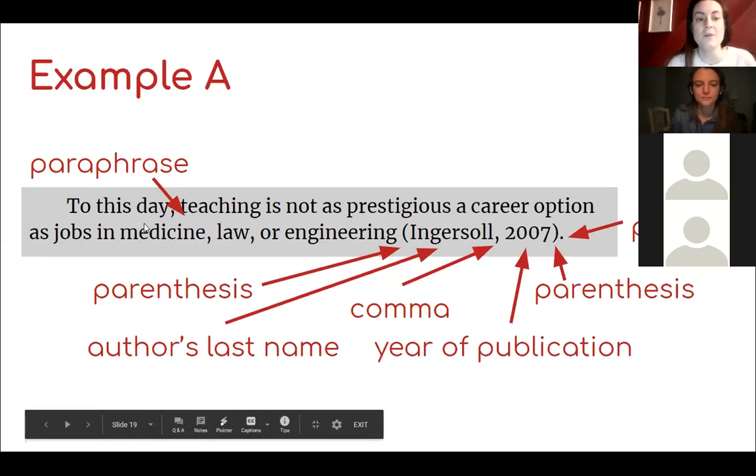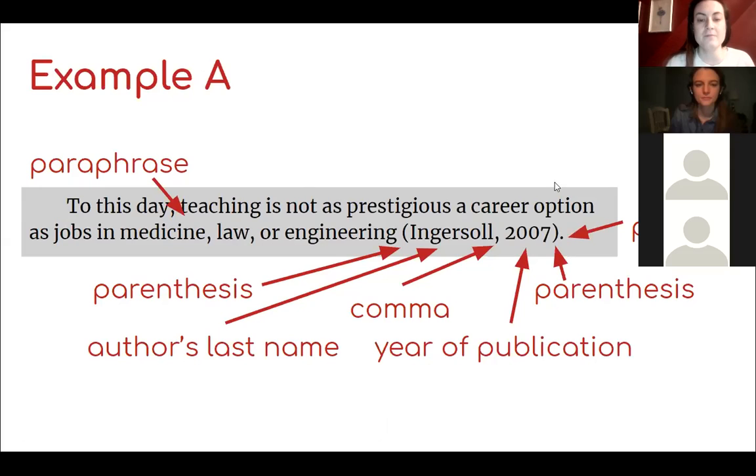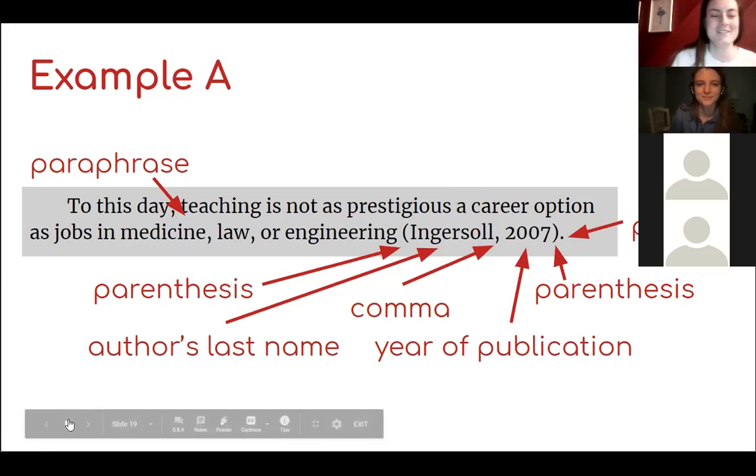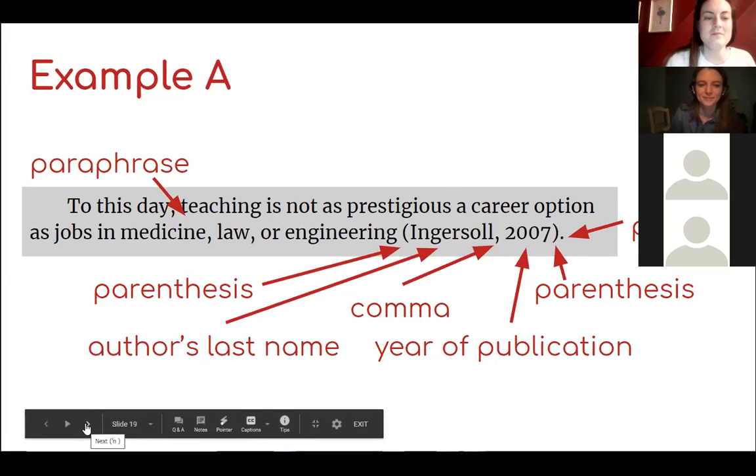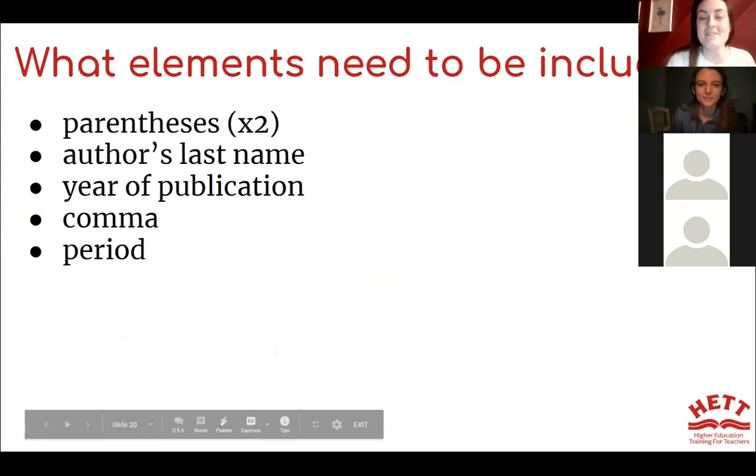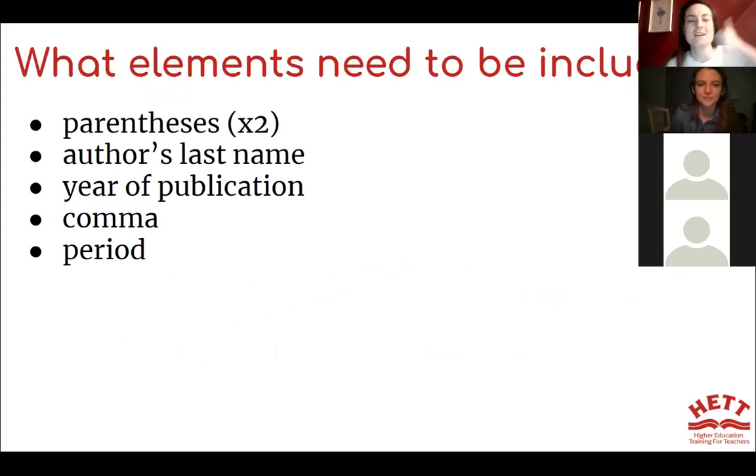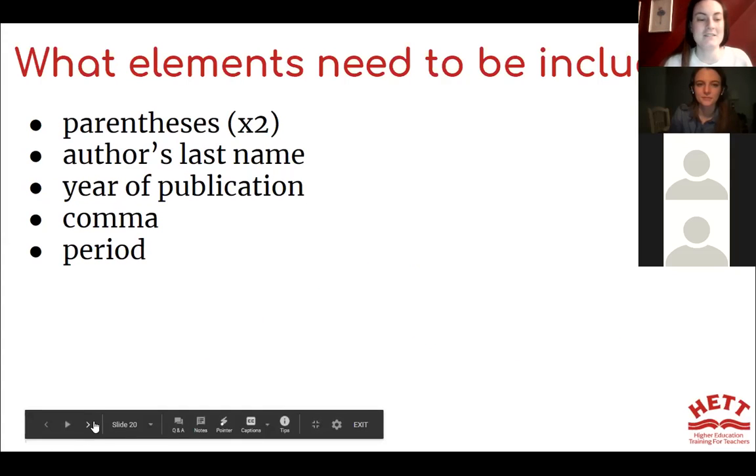Okay, so just an example before we go ahead. If you see, we have the paraphrase here. Then we have the parentheses like this. We have the author's last name. We have a comma. We have the year of publication and then a parenthesis and then a period or full stop, depending if you're British or American. Okay, so that's what you need to remember. You need the parentheses, the author's last name, year of publication, comma, and period.